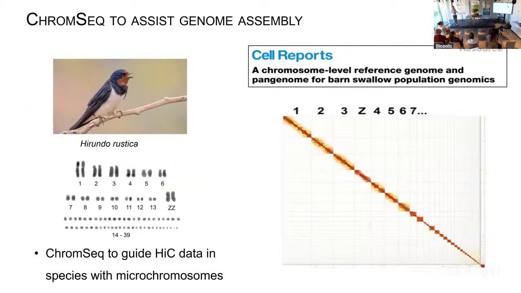Another nice example is this one. This is a paper we contributed to, the pangenome of the barn swallow. In this case, the cytogenetic approach was used to guide Hi-C data. Hi-C data is quite difficult to interpret when you have microchromosomes, so in birds, of course, and some reptiles also. So in this case, in the pangenome, we missed a couple of chromosomes that actually were present in the karyotype. So based on the karyotype data, we managed to rearrange and do a better manual curation of the pangenome.